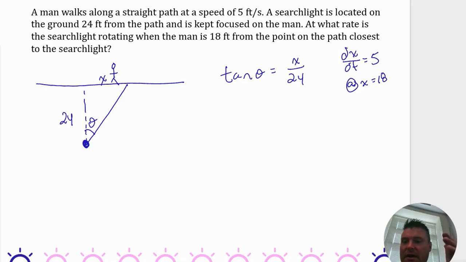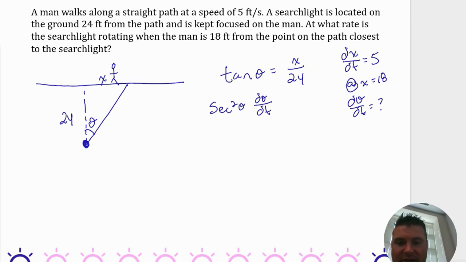So before I get to my helper equation, let's just kind of do the calculus here and see what we get. We do want d theta dt. That is the whole point of what we're doing here. So take the derivative of tangent, and you're going to end up with secant squared theta. Tag that with the d theta dt, and that is equal to the derivative of x over 24, which is the same thing as 1 over 24. Tag it dx over dt. So we have d theta dt on the left, dx dt on the right. I pretty much have everything. I just don't know what secant squared is.